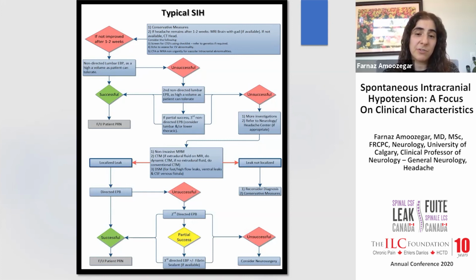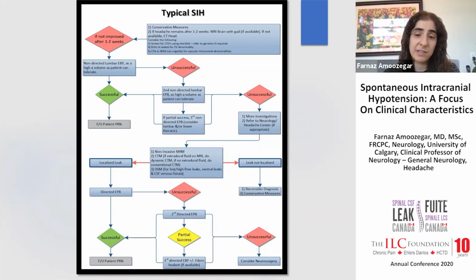So if there's an extradural fluid collection on the MRI, typically a dynamic CT myelogram would be more helpful. If there isn't one, then a conventional CT myelogram. And then either with that or, if necessary, beyond that, there's the digital subtraction myelogram like I talked about, which is typically what we do if fast or high flow leaks are suspected, if there are ventral leaks, or if there are CSF venous fistulas. Some of the centers will combine a CT myelogram together with a digital subtraction myelogram, like we often do in Calgary.